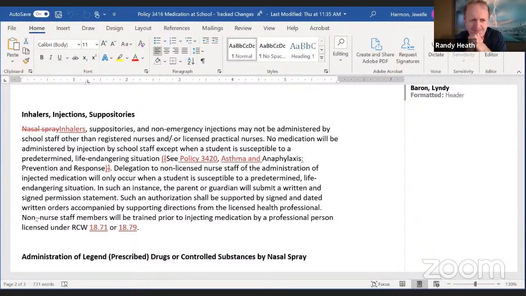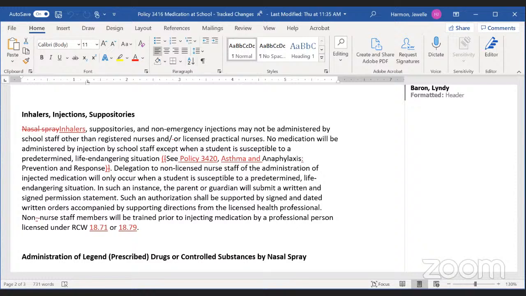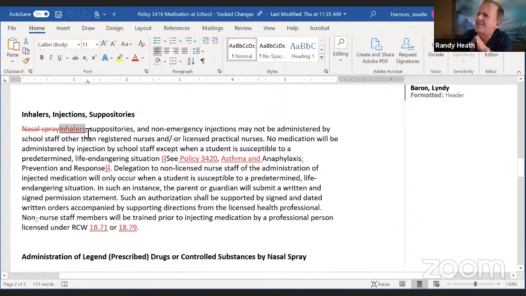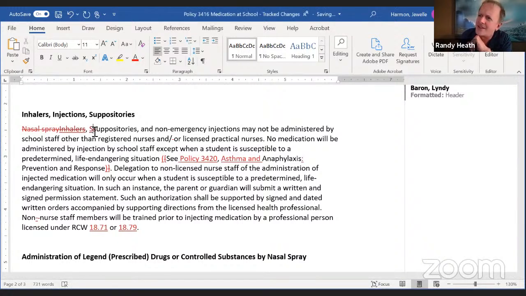Actually, Randy, nasal sprays all the way through inhalers. So it should just say suppositories and non-emergency injections. Oh, okay. Sorry. There was a lot of going back and forth on this. So actually, when this comes for second reading, the inhalers will be stricken as well. Do we have a WASDA policy on this? I didn't see.